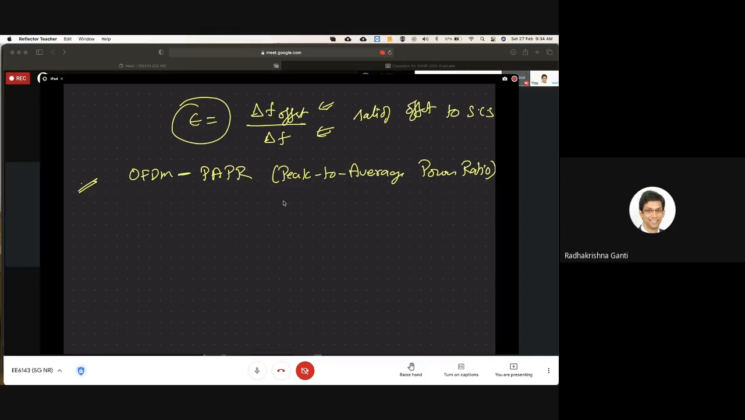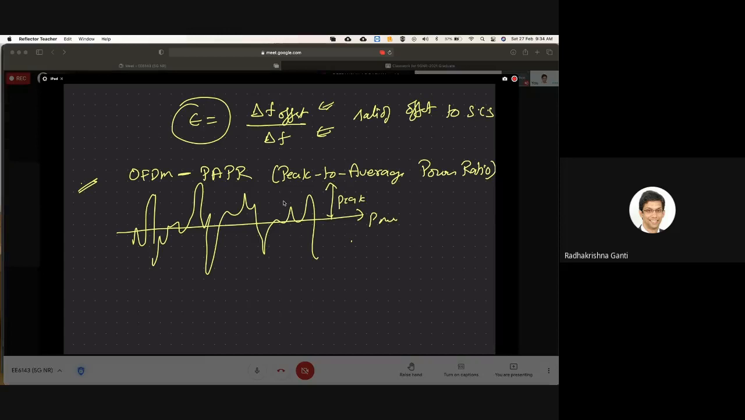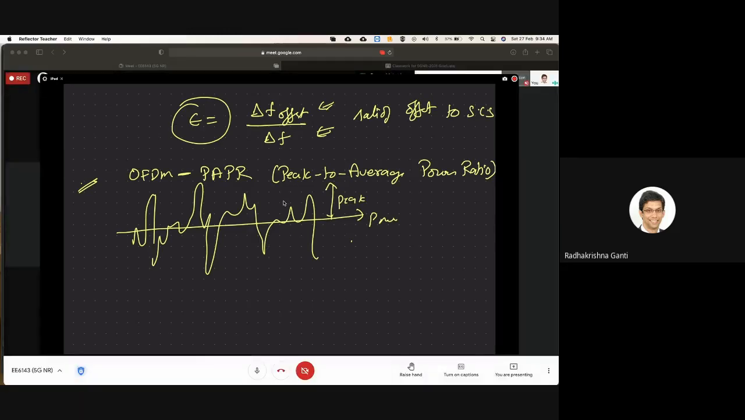Okay. So what is peak to average power ratio? If you take any signal, this is how your signals will look. Essentially, peak to average ratio: there's an average power, and there's a peak power. So this ratio matters. Let's just take 5 minutes to discuss why this peak to average power ratio matters.